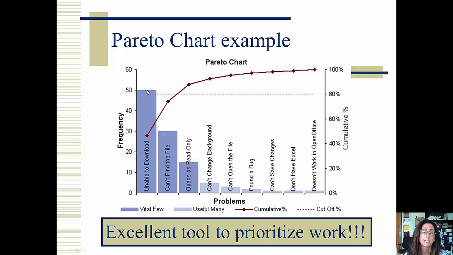So unable to download occurs 50 times out of all the data that we collected. Can't open a file, that occurs 30 times. And so you see we have the categories, instead of just listing them.